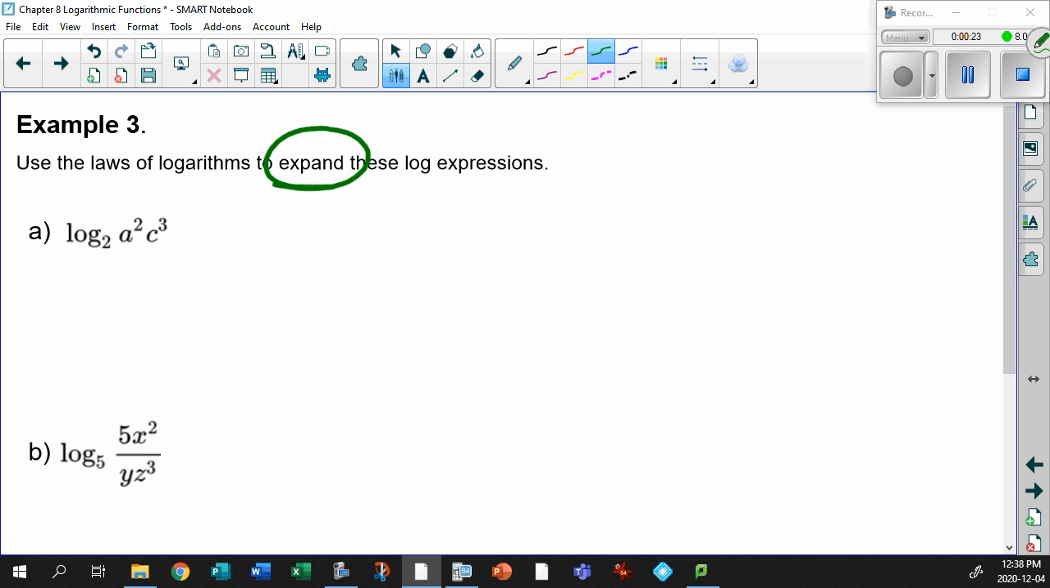A couple of things that we have to remember. Remember that product means add. Okay? That quotient means subtract. That powers go up front, or vice versa. Okay, so how do we do it?